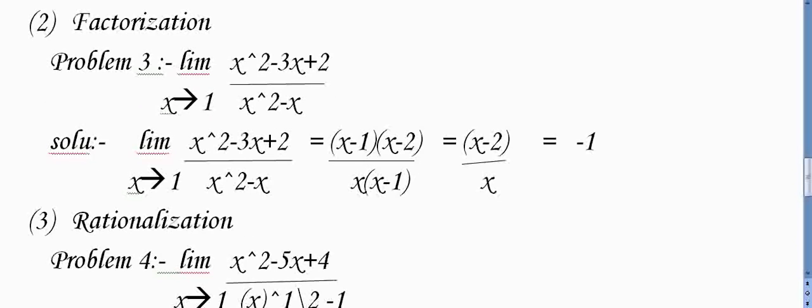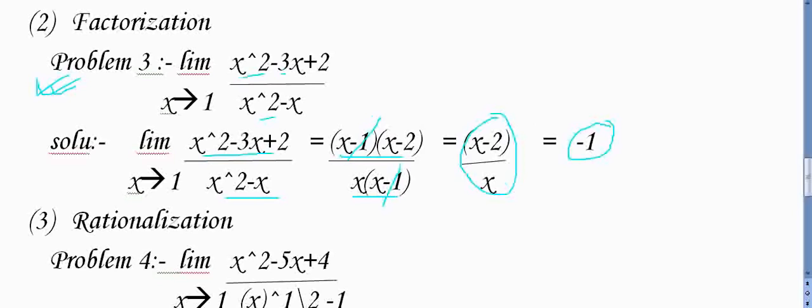Now second is factorization. Okay, what is factorization? You all have studied factorization. I will explain it through an example, it will be clear. Limit x tends to 1, (x square minus 3x plus 2) by (x square minus x). So we factorize it, or break it into its factors. So this would be written as this and this would be written as this. Now see, x minus 1 would be cancelled. We have this left, and now we put x equals to 1, we get minus 1.